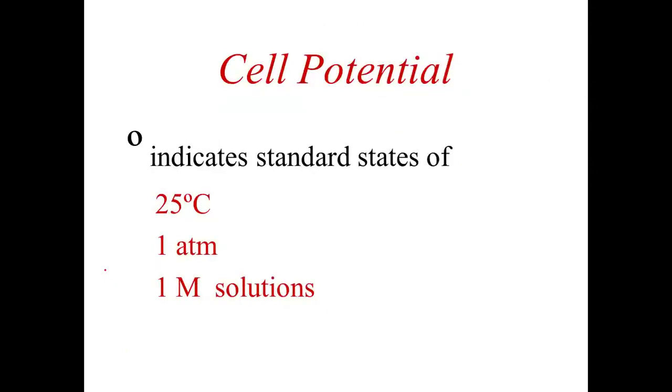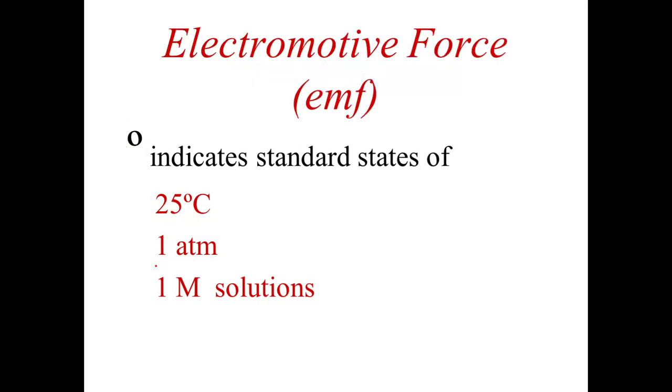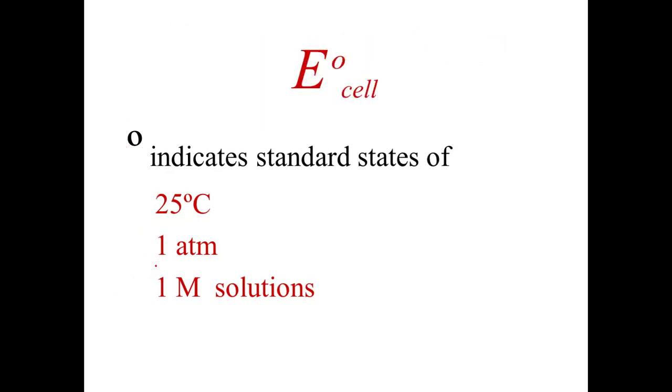Now that you know the direction of that flow, you want to be able to figure out the voltage of the cell. This is called the cell potential. And this little zero, just as it always has, stands for standard states. And for electrochemistry, that's 25 degrees, 1 atmosphere of pressure, and a 1 molar solution. We call this the electromotive force or the cell potential. And that's the symbol for electromotive force or cell potential.